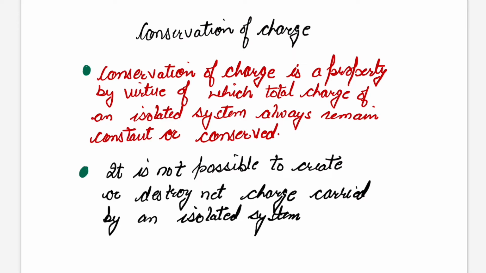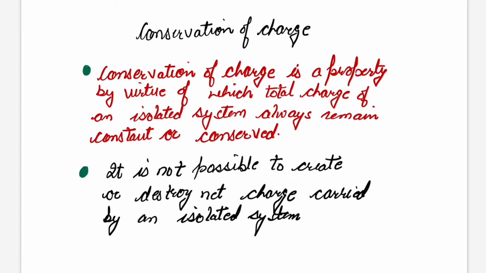The conservation of charge is the property which says that the total charge on an isolated system always remains constant. Conservation of charge can be understood on the basis of the knowledge which you already have about the conservation of energy. That energy cannot be created, cannot be destroyed. It can be converted from one form to another form. Similarly, the charge cannot be created, cannot be destroyed, but it can be transferred from one body to another.